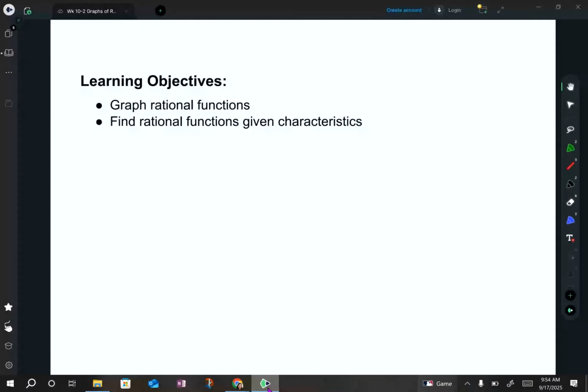Hi, and welcome to the video on graphs of rational functions. So we're just going to look at their graphs, and then we're also going to find their characteristics, or find rational functions based on characteristics. So let's jump in and get started with these.